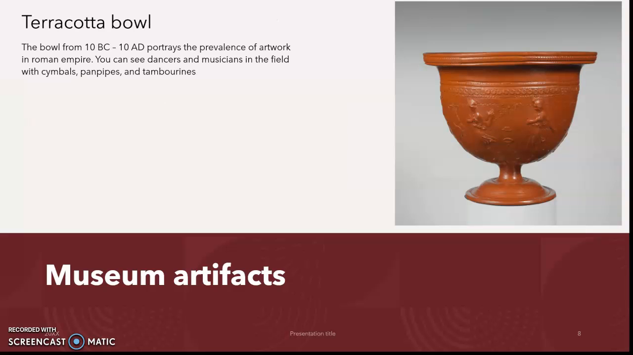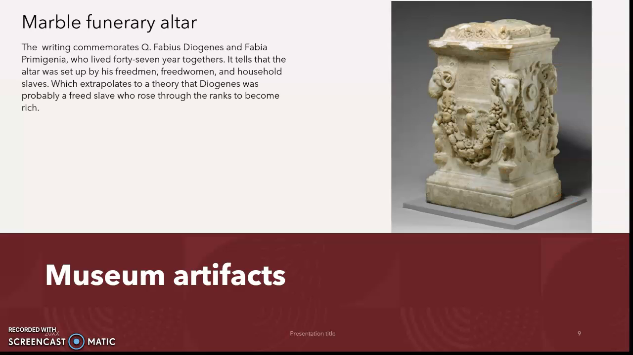And the next one is a terracotta ball. It's used for a daily purpose. I would say it's used by common people, plebeians. It shows dancers and musicians, and shows the importance of art in the empire even in the days of Augustan rule. And it shows how people valued art even on the common bowls and things they used.